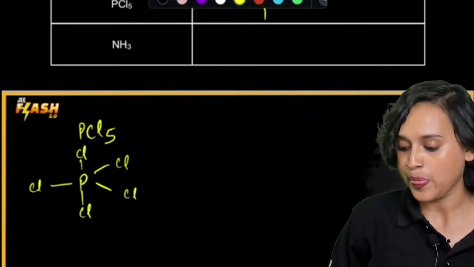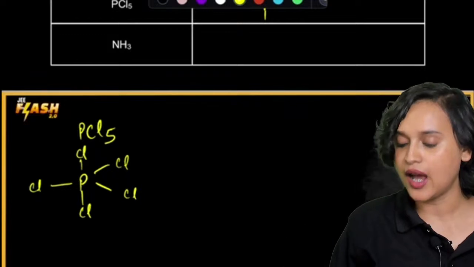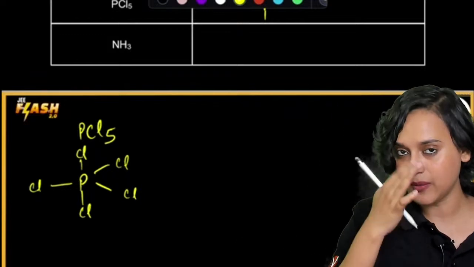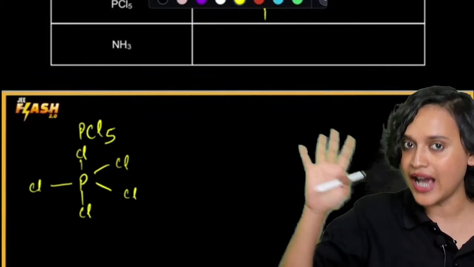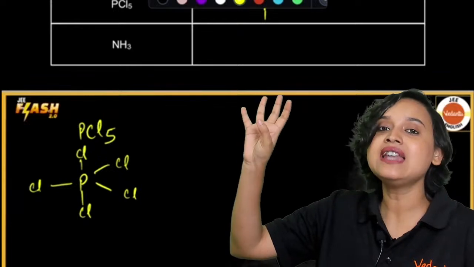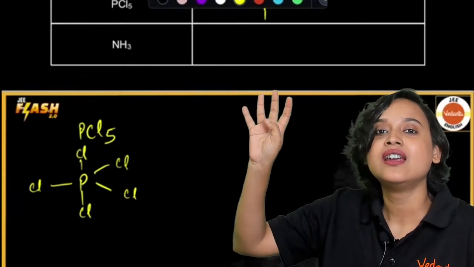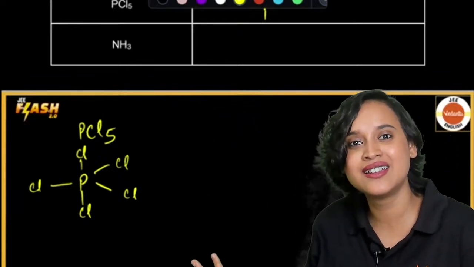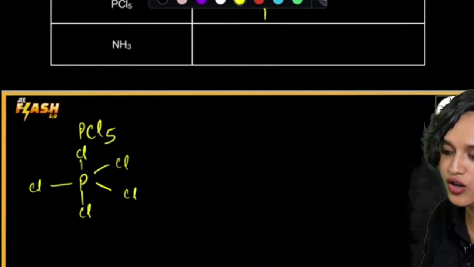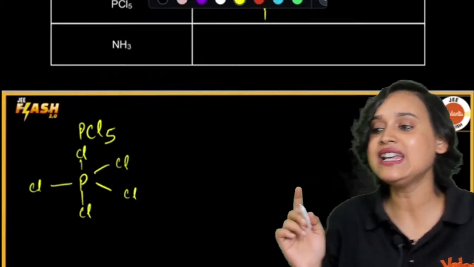Now tell me, what is the number of surrounding atoms here? The number of surrounding atoms is 5. Is there a lone pair? No, nothing. That means you will have a steric number of 5. So one s, three p and one d. That's it. sp3d hybridization.